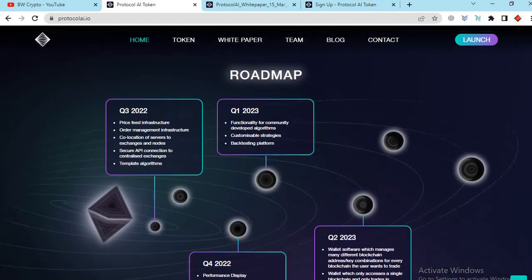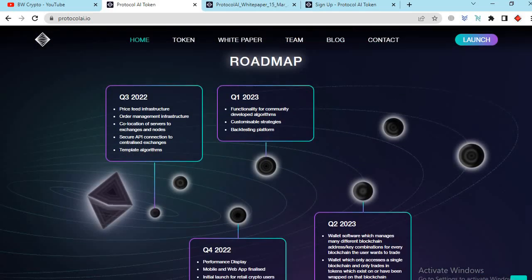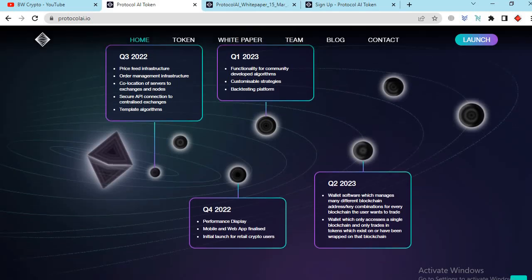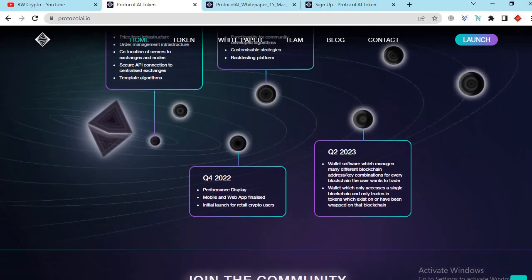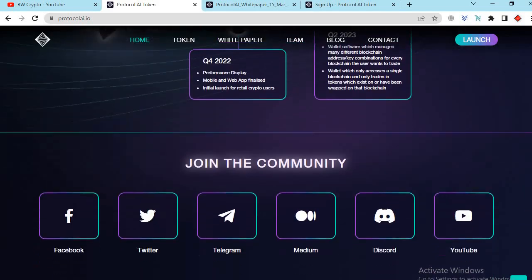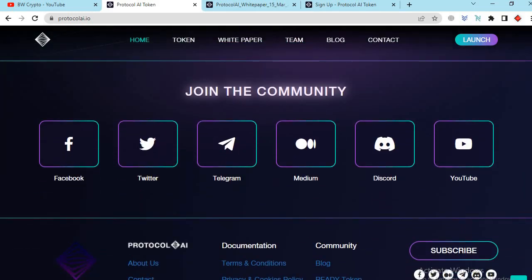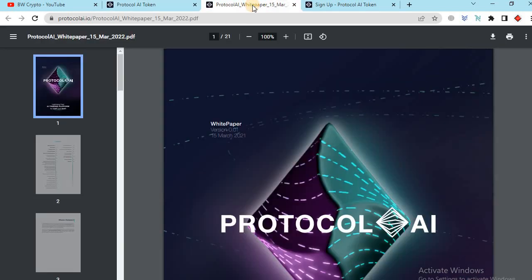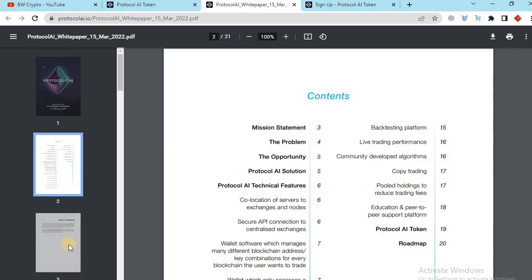And this is the detail of the roadmap. They started their journey in Q3 2022, with price feed infrastructure, order management infrastructure, co-location of servers, exchanges, nodes, secure API, connection to centralized exchanges, and template algorithm, and they are moving forward according to their roadmap. And these are social links, you can follow them, and you can also read their white paper. This is the white paper, it consists of 21 pages, you can read all the detail in this white paper.